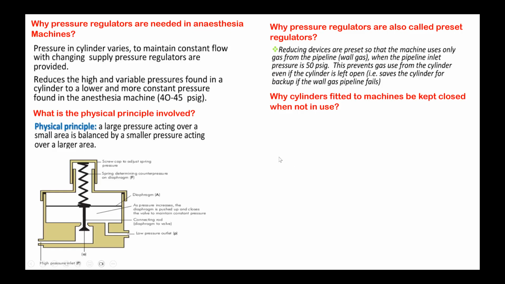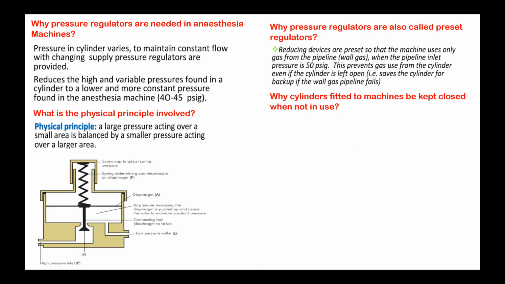In case the pipeline pressure drops, then what happens? If the cylinder is open, it will automatically draw the gases from this higher pressure. The cylinder pressure will naturally be higher. So machine will preferentially take the gas from the cylinder and the cylinder will become empty. So we should always aim to have a full cylinder for emergency use and not for regular use.